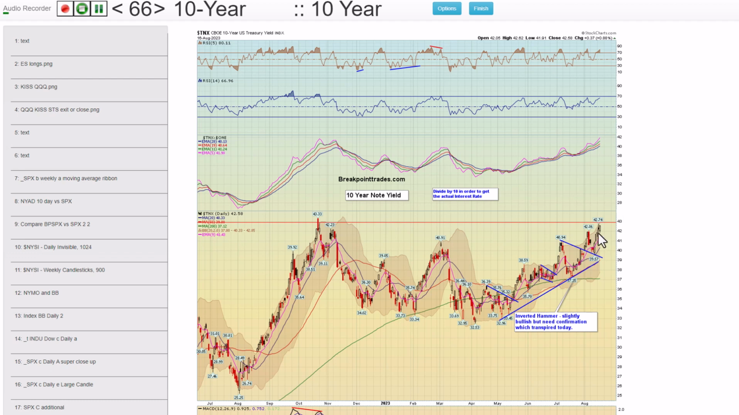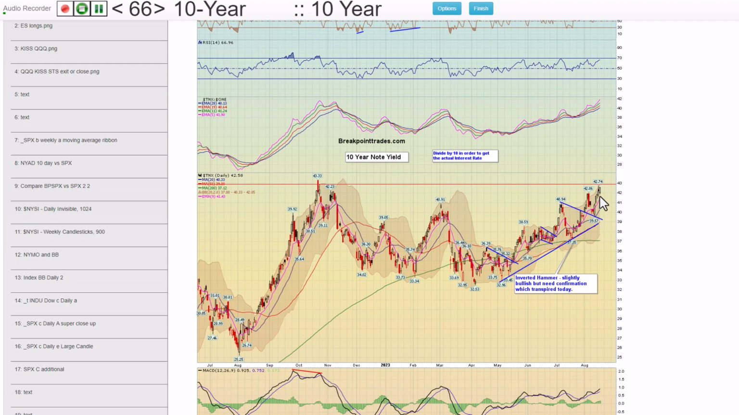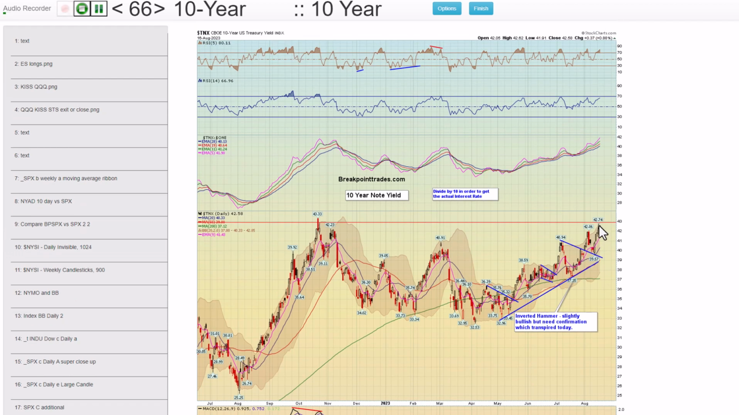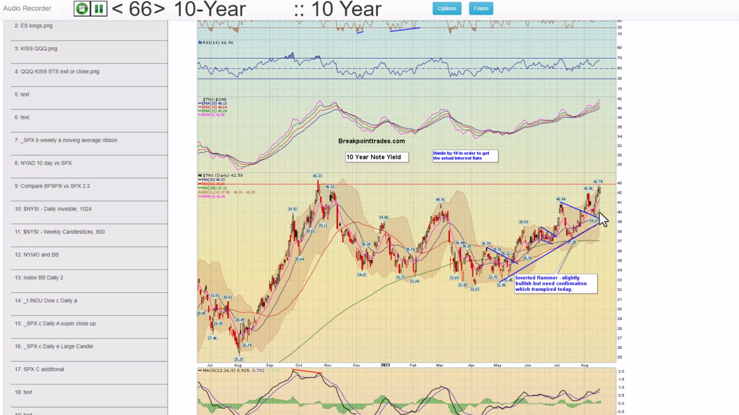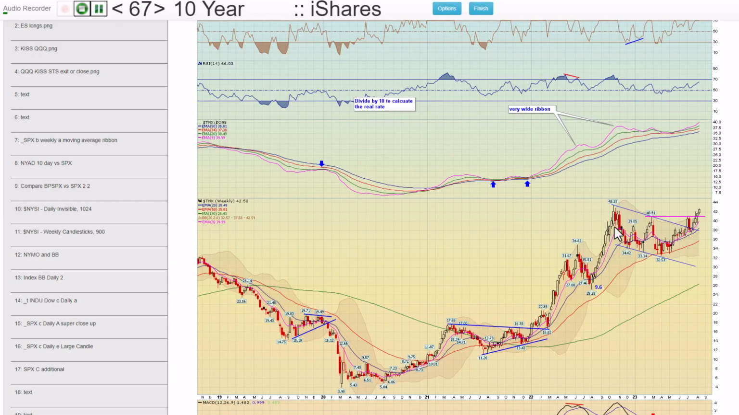Here's the 10-year Treasury yield. Continues to rally. Broke out of this pattern, back tested as support. Man, what scares me though in the market is this looks super bullish. Does this look toppy? No. Looks like a breakout, like a stock. We'll see though. Next, chart 67.